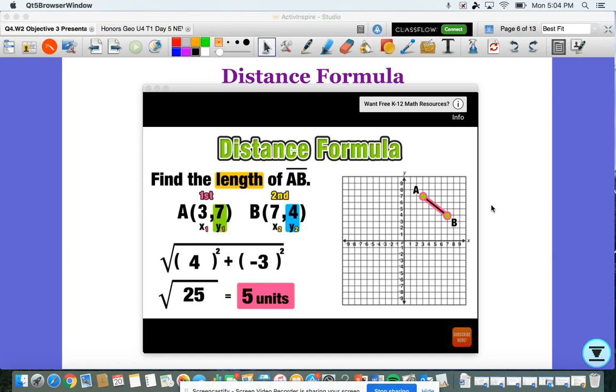Now, real quick, if we look at AB as the hypotenuse of a right triangle, we notice that the legs of the right triangle are 3 and 4. This is your classic 3, 4, 5 right triangle, and this value of 5 can also be found using the Pythagorean theorem, so we should see that the distance formula actually comes from the Pythagorean theorem, a squared plus b squared equals c squared.